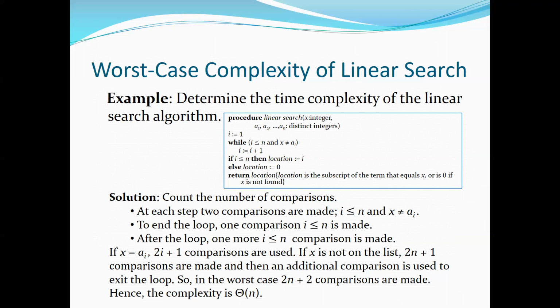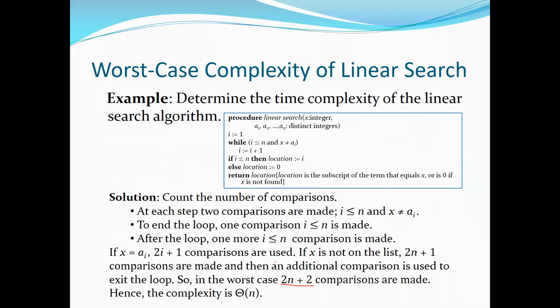But what happens if, I mean this is true, 2n plus 2 is true when all the elements in the list are compared and the whole list is consumed. We have checked the whole list and the element is not found, or the element is at the last position in the list. Then this is true.